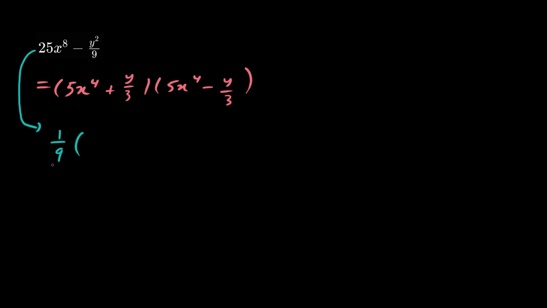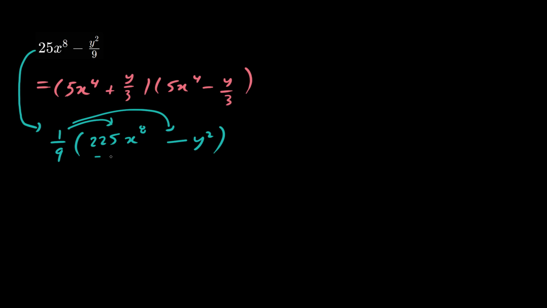So 25 times 9, 25 times 4 is 100, 25 times 8 is 200, so 225 divided by 9 is 25. It takes 9 quarters to make $2.25. So we're just trying to reconstruct this original question. 1/9 times negative y squared becomes the second term.